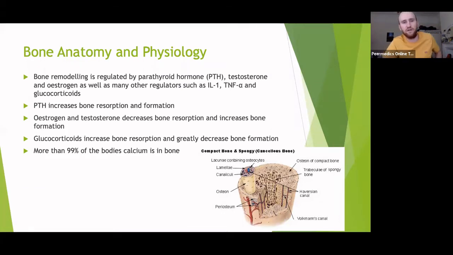Estrogen and testosterone decrease bone resorption and increase bone formation. Problems to do with a lack of estrogen we'll discuss later on. Glucocorticoids, as it says there, increase bone resorption and greatly decrease bone formation. Both of these are obviously bad for bones over a longer period of time. And so what you'll find is that high dose and chronic glucocorticoid use is a strong risk factor for certain bone conditions. There's an example of some Haversian canals here, and that's a long bone there. Okay.